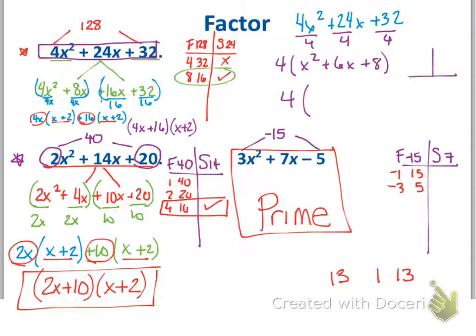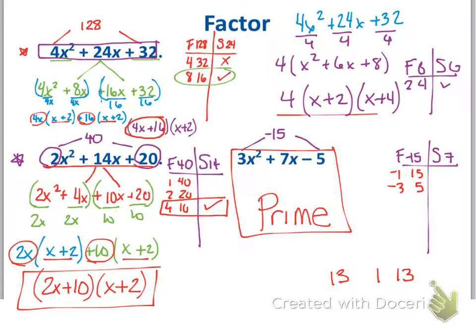And I'm looking for factors of 8 that add up to 6. And 2 times 4 is going to do that for me. So x plus 2, x plus 4. Now the reason I noticed this is because when I got to the end here, I noticed that that had a common factor. Okay, so this technically is the best answer, the most simplified answer.